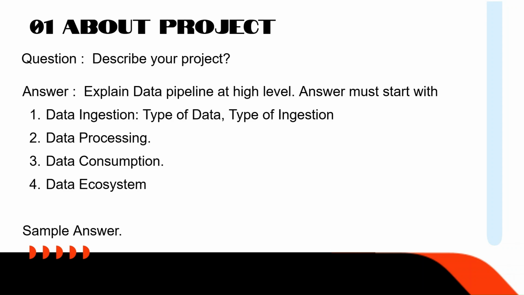First is data ingestion. In this project, we handled structured and semi-structured data from multiple sources, including APIs, relational databases, and event logs. For ingestion, we implemented a hybrid approach using both real-time and batch processing. Real-time data was ingested via Kafka and AWS Kinesis, while batch data was collected using AWS Glue and Azure Data Factory.